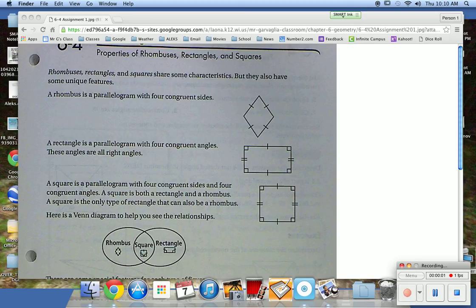All right, we're getting into the next section 4. We're going to learn about rhombuses, rectangles, and squares. Do you guys remember what a rhombus is?